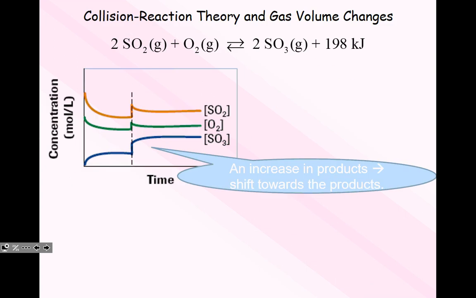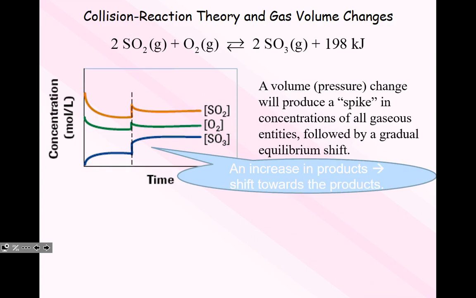Okay, here we go. Here's an example. A volume or pressure change will produce a spike in concentrations of all gaseous entities followed by a gradual equilibrium shift. Notice that here's our spike. We have a spike here, we have a spike here, and we have a spike here. And then we notice that there's a gradual change. This is going down, and here we have something increasing. The product is increasing, right? An increase in products shows that there was a shift towards the products.